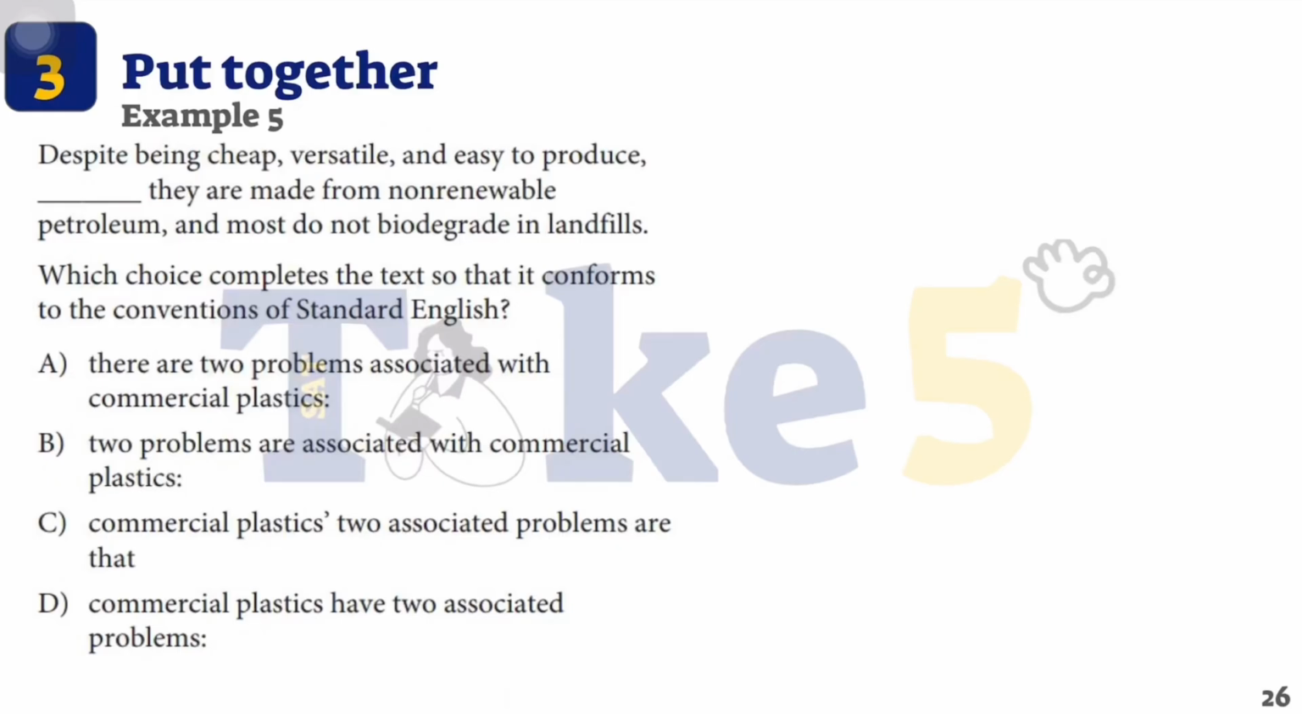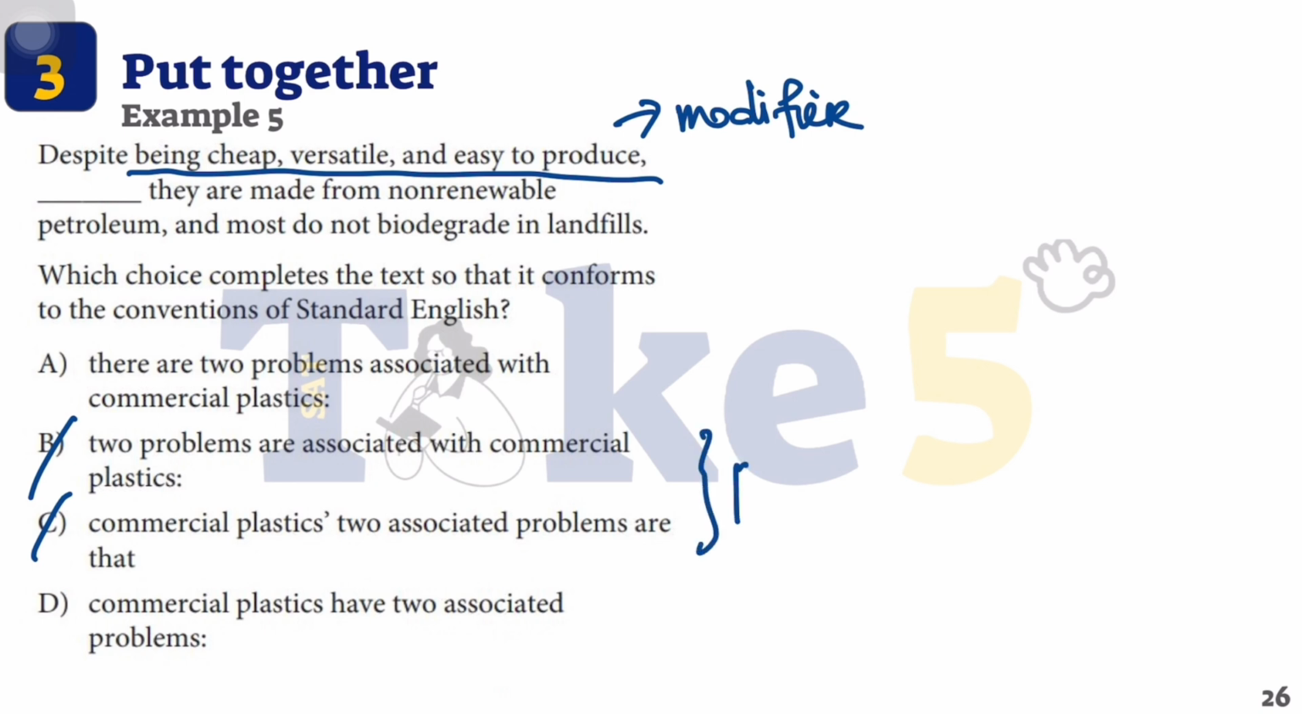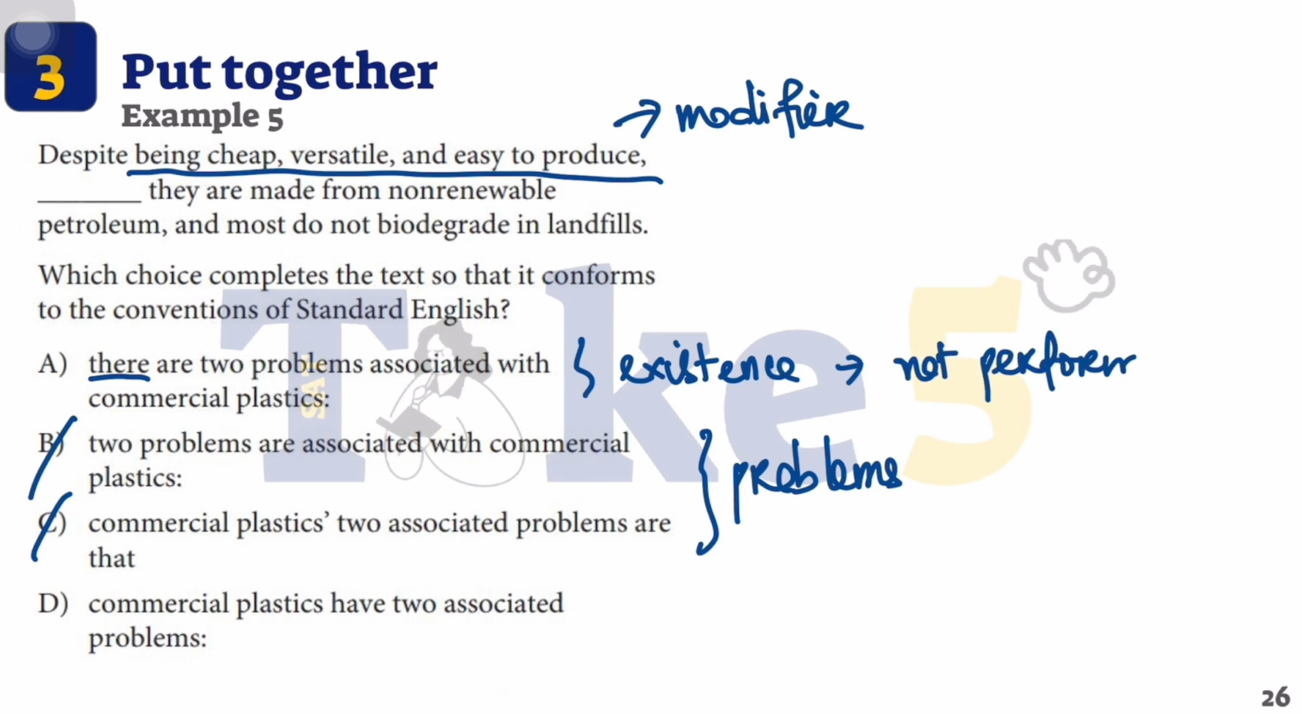Apply the same method in this example. Ask yourself what subject owns the characteristic of being cheap, versatile, and easy to produce. It cannot be "problems," so any answer like B and C are incorrect because both use "problems" as the main subject. A used the dummy pronoun "there," which indicates existence, but then it violates the agreement for the modifier's verb "be," as "there" doesn't perform this action.